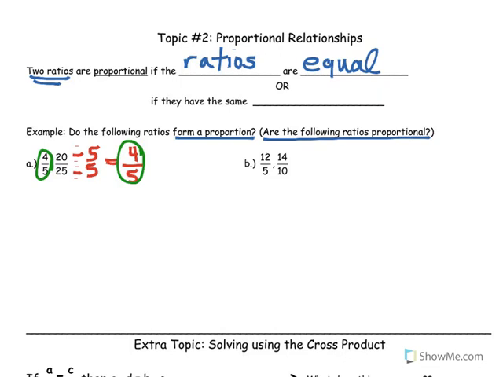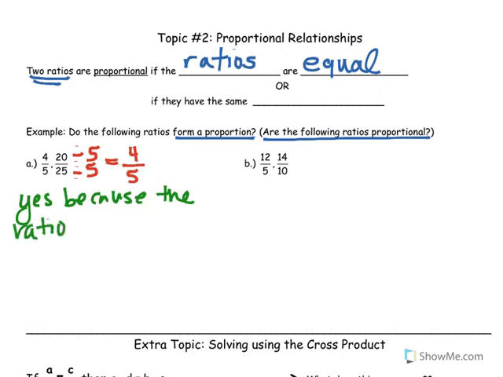So my answer would be, do the following ratios form a proportion? I would say yes, because the ratios are equal. Okay? Another way that we can show that two ratios are proportional is to see if they have the same scale factors.